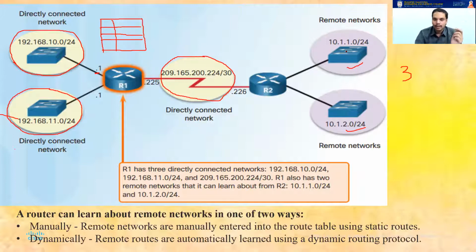So let's see how. You can ask me, sir, how does R1 know about these 2 things? Who tells it? Either the network administrator can set it up manually, or you can use any dynamic routing protocol such as OSPF, RIP, or EIGRP. There are many routing protocols. All these protocols will help R1 know about these 2 things. We'll discuss them later. So R1 can know about these remote networks in those 2 ways: one is manual and the other is dynamic.